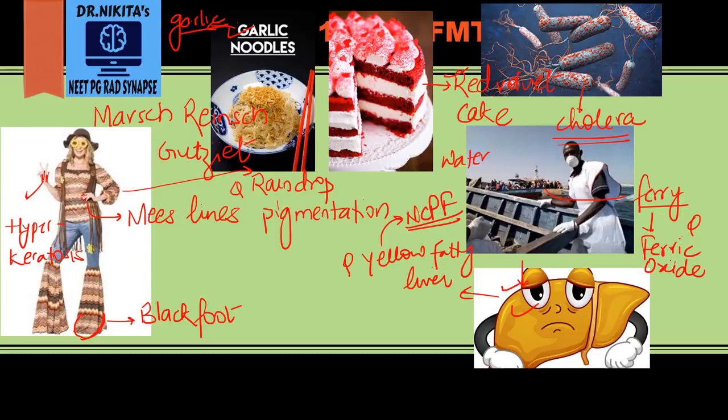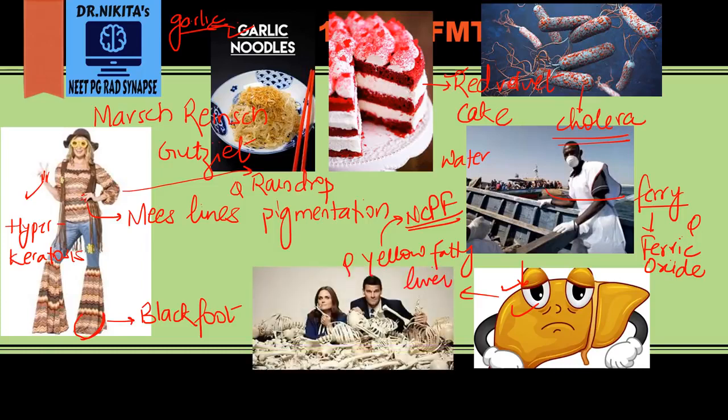Now with chronic ingestion of arsenic, finally she dies. What is the fatal dose? 100 to 200 milligram. So the fatal dose is 100 to 200 milligram. And once the patient dies, arsenic delays rigor mortis and putrefaction. So delay in putrefaction is seen with arsenic poisoning.